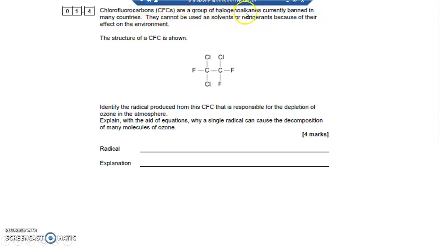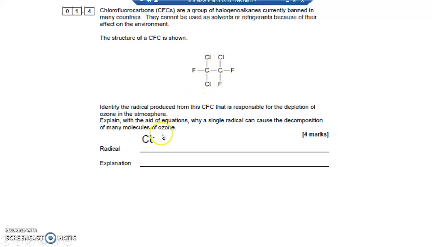Chlorofluorocarbons are a group of halogenoalkanes currently banned in many countries. The structure of a CFC is shown below. So I've got 3 C's and 3 F's. Identify the radical produced from the CFC that may be responsible for the depletion of ozone in the atmosphere. Explain with the aid of equations why a single radical can cause the depletion of many molecules of ozone. So the radical is a Cl dot.